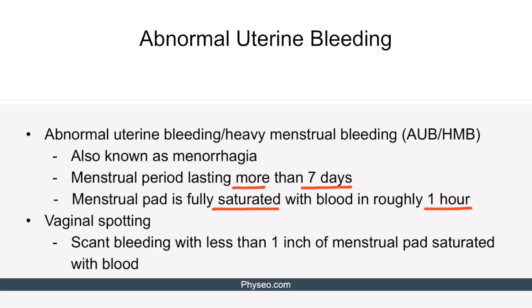In contrast, vaginal spotting is the exact opposite of heavy menstrual bleeding, which is fairly intuitive based on the spotting, which makes it seem small. Well, vaginal spotting indicates scant bleeding with less than 1 inch of menstrual pad saturated with blood. Again, this is information that the patient can tell you.